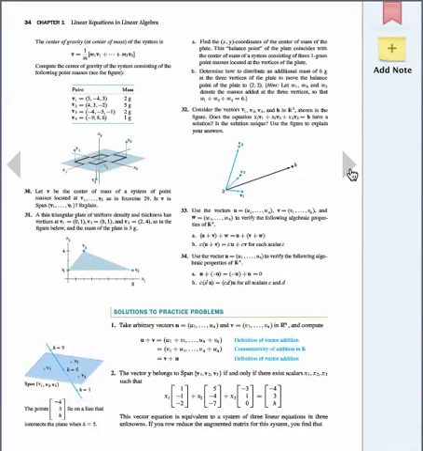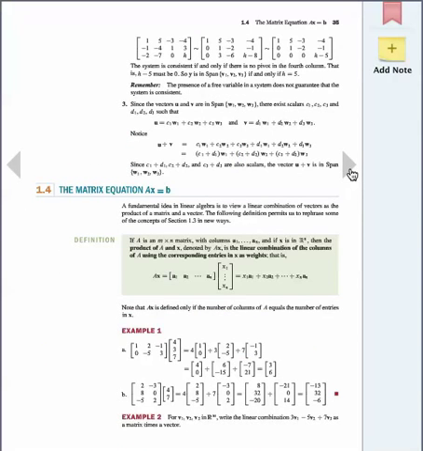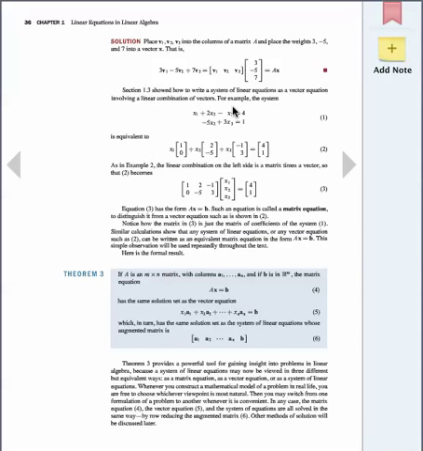Moving on to section 1.4, the matrix equation, AX equals B. So here we get into how to multiply a matrix by a vector. And the definition is going to be useful. It's definitely something you're going to want to be conversant with. It's not the usual way that we will think of matrix vector multiplication, though. You want to know this, but it's not going to be our go-to use of this concept. Do work through example 1 and 2. These are important.